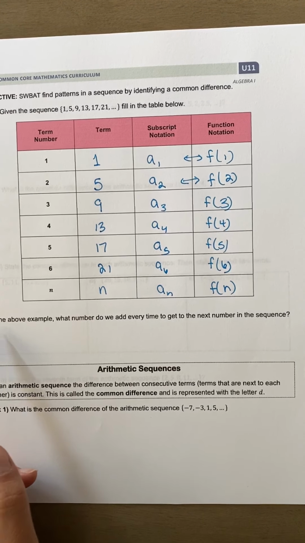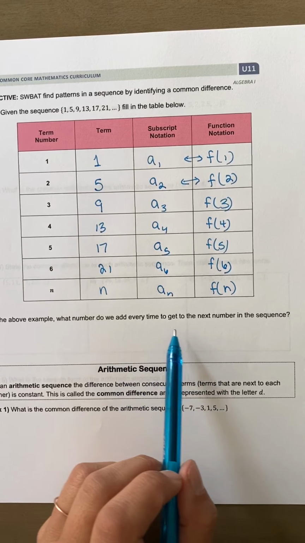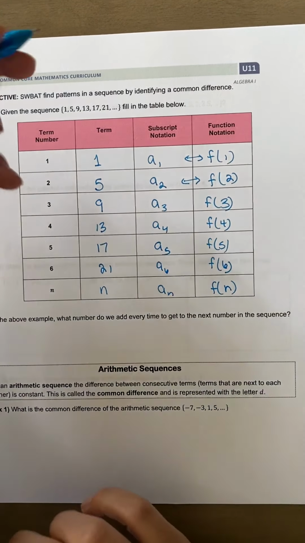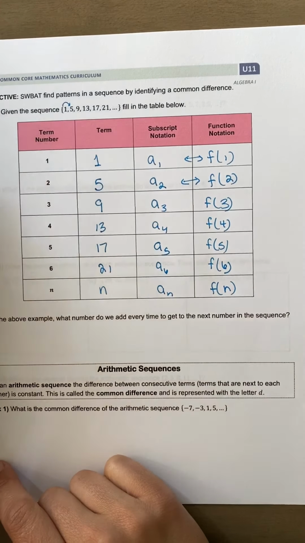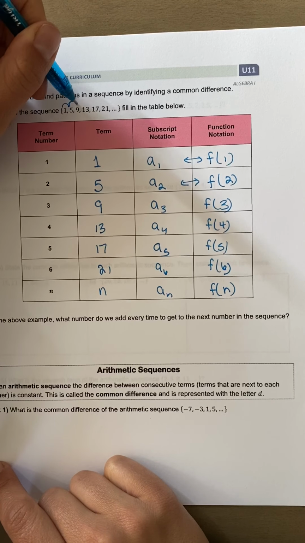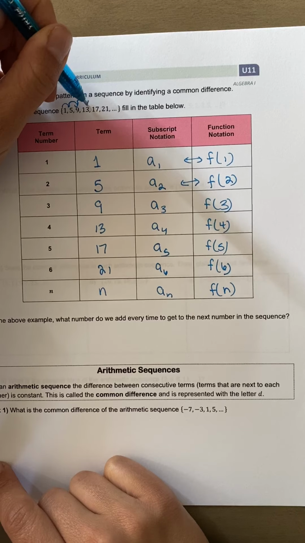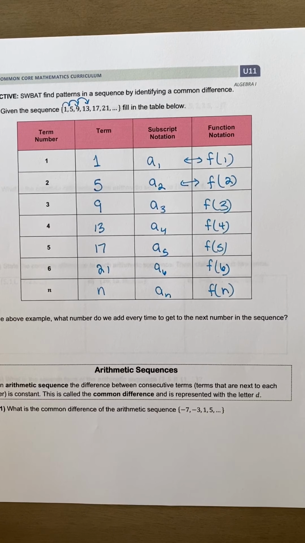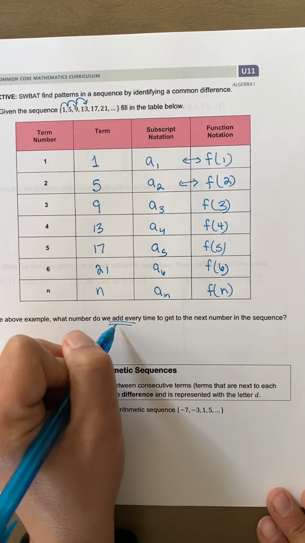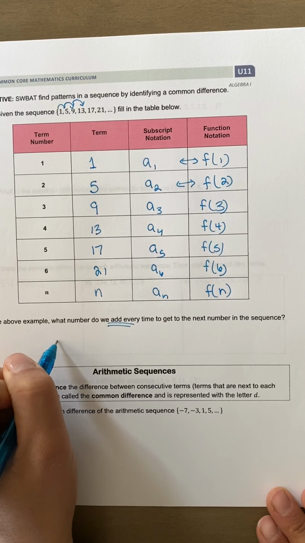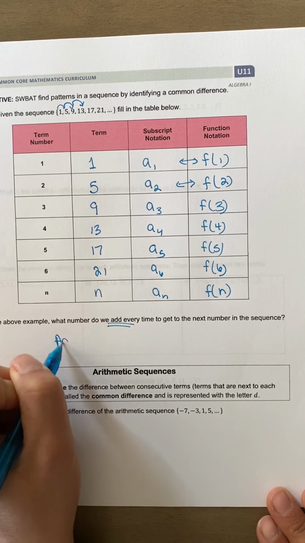So in the above example, what number do we add every time to get to the next number in the sequence? What that question is asking is, what am I doing to get from 1 to 5? What am I doing to get from 5 to 9, from 9 to 13, so on and so forth? So what number do we add every single time? Keyword add. We're adding 4.